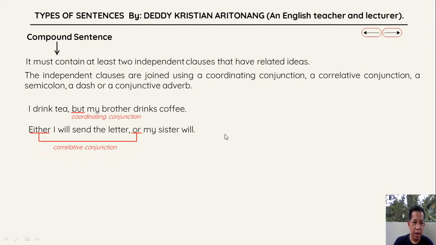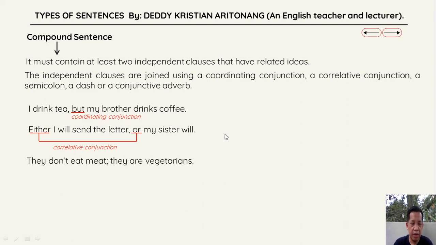And either and or here belong to correlative conjunctions. Correlative conjunctions are conjunctions that come in pairs: either or, neither nor, not only but also, both and. They are all correlative conjunctions.